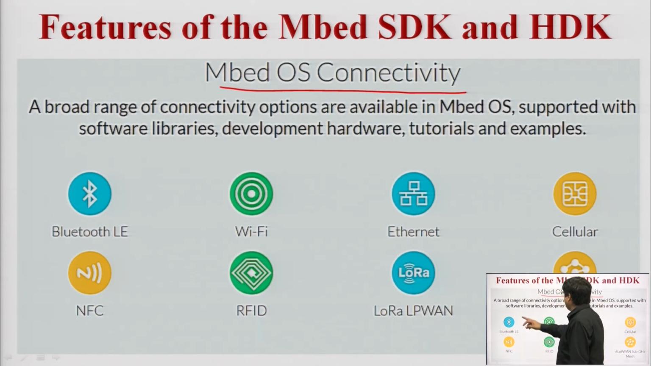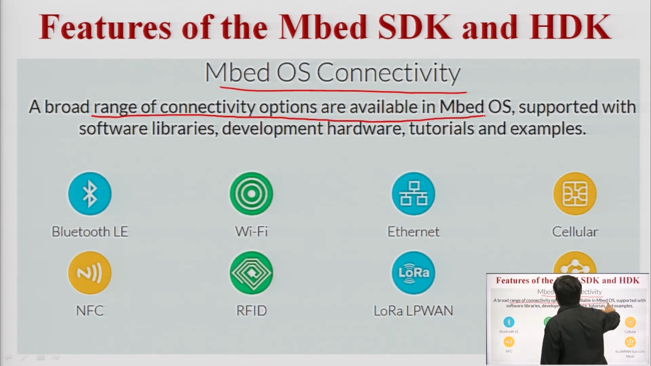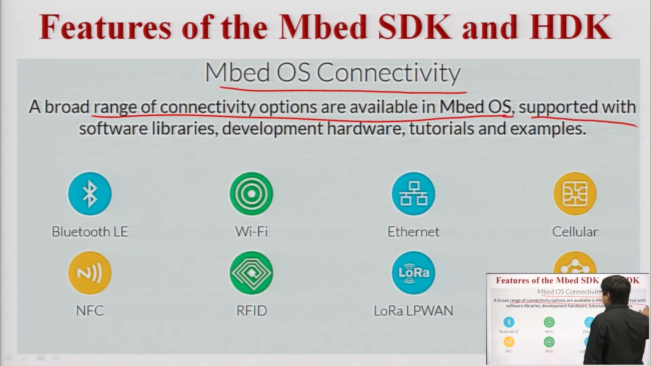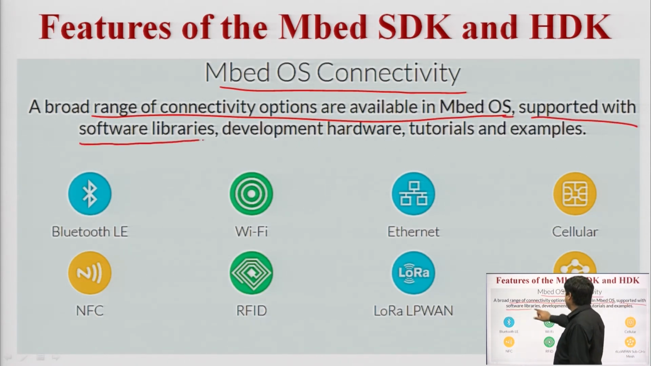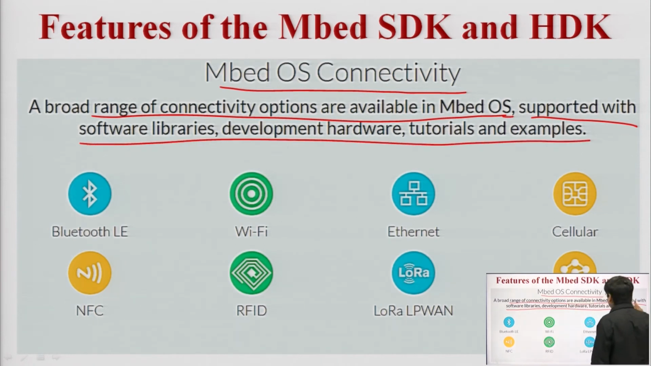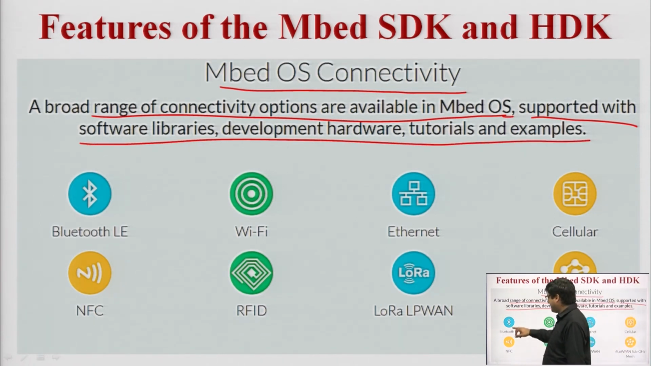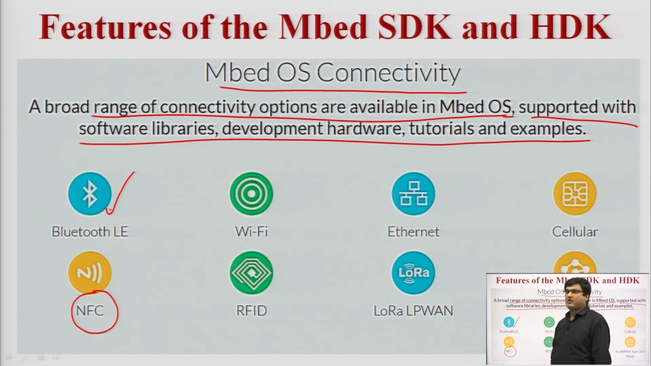A broad range of connectivity options are available in the embed operating system, supported with software libraries, development hardware, tutorials and examples. It has Bluetooth low energy. We have seen that Bluetooth is very short range, up to 10 meters. Its transmission range is less. So Bluetooth is used for short range data transmission only. It has near field communication, NFC, which means near field communication. It has an active and a passive unit.